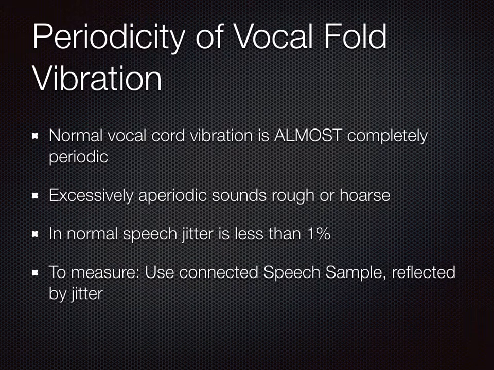The next parameter we are looking at is the periodicity of vocal fold vibration. Normal vocal cord vibration is almost completely periodic, but not completely. So a person that has excessive aperiodic sounds may sound rough or hoarse, and this is not normal. In normal speech, jitter is less than 1%. So with this parameter, what we use to evaluate it is jitter.